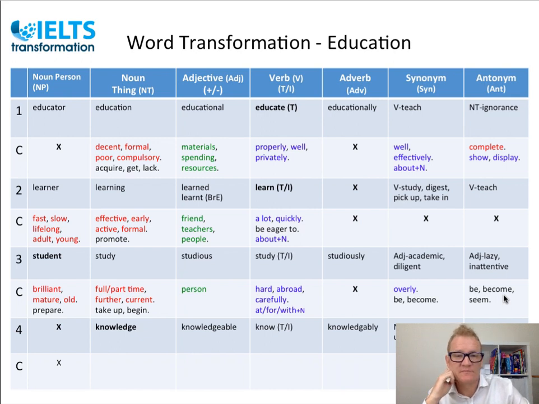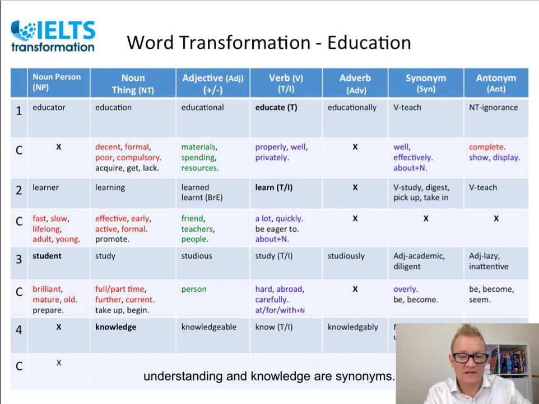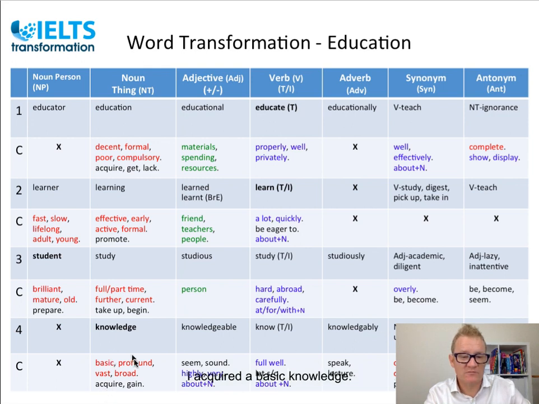Knowledgeable. He's a very knowledgeable man. Noun, thing, understanding. Understanding and knowledge are synonyms. I acquired a basic knowledge. I acquired a profound knowledge. I gained a vast knowledge of grammar. Lucky me. He seemed highly knowledgeable about motorbikes.